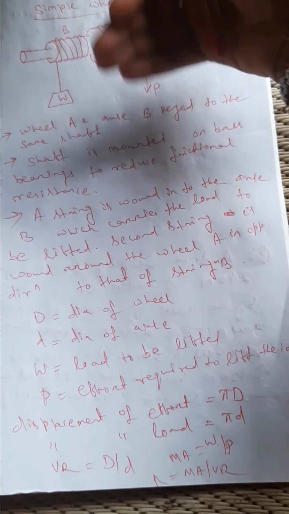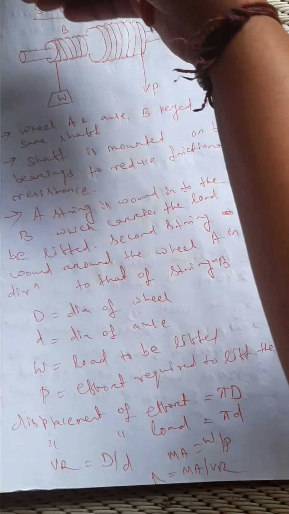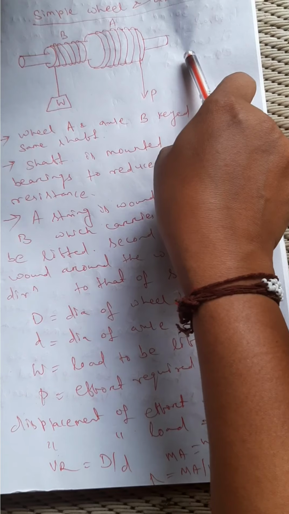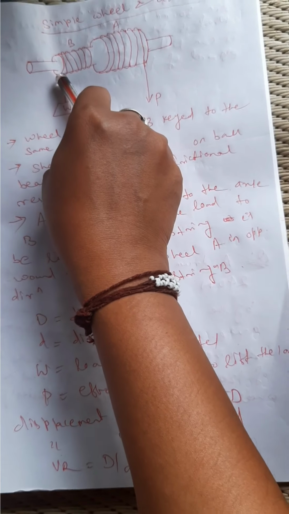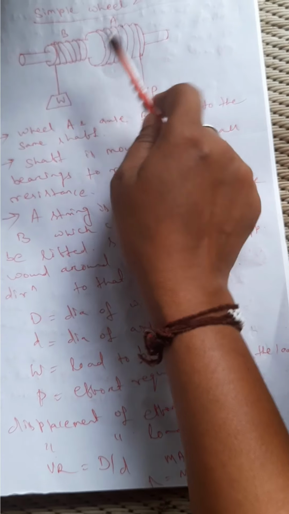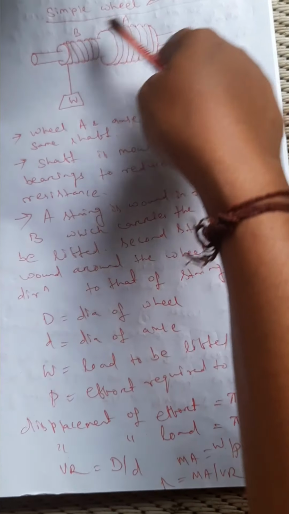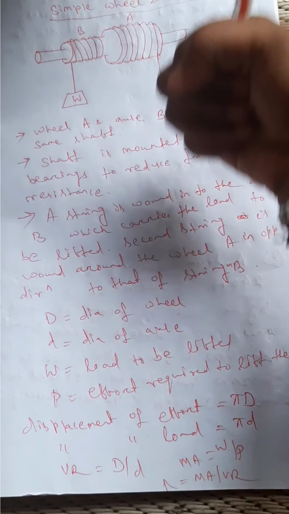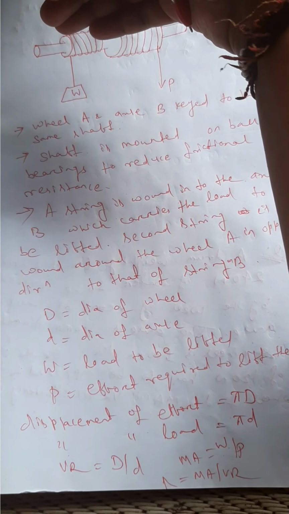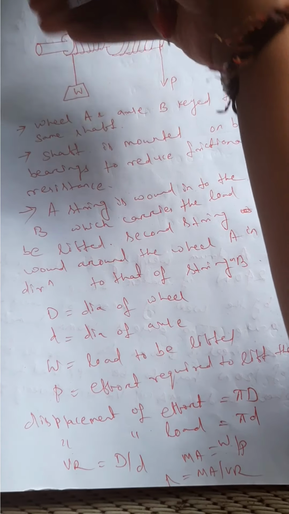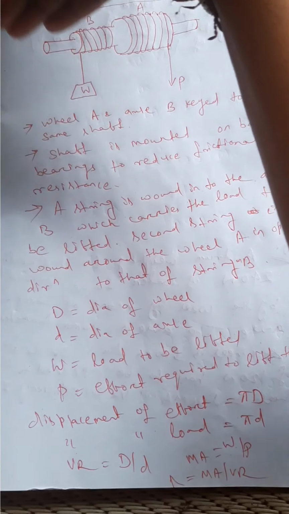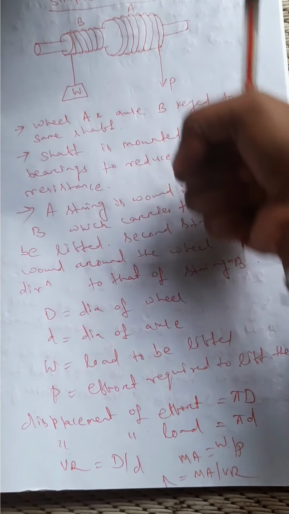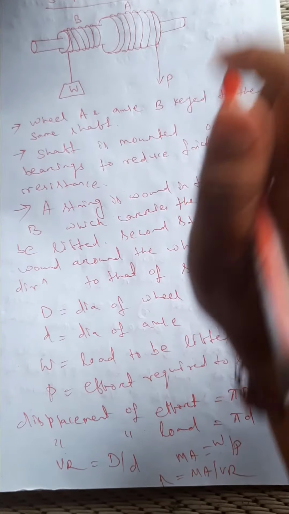So this will rotate in this direction, but the string is attached at this end, and both are mounted on the same shaft. So if this rotates, this will also rotate. If this rotates one revolution, this will also rotate one revolution, but the strings are attached in the opposite sense. So if I pull on this side, the string on the other side will move in the opposite direction and raise the load. I apply the effort downward, but the load lifts upward, as you can see.